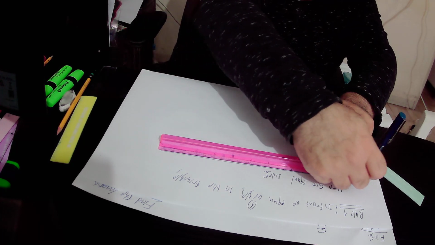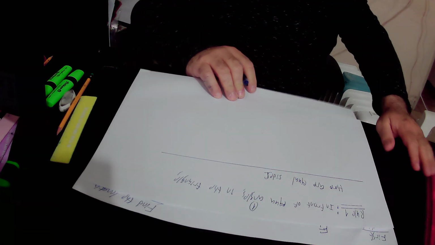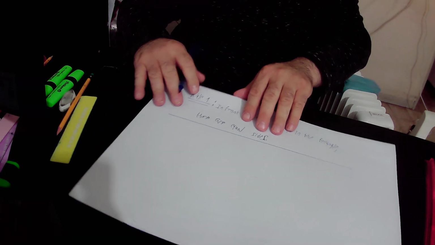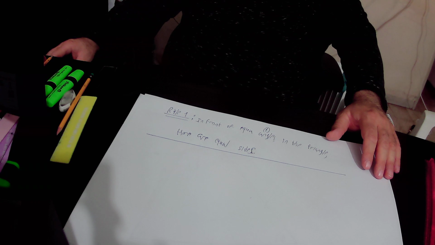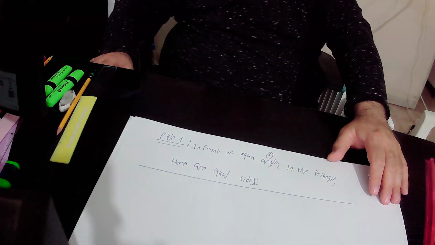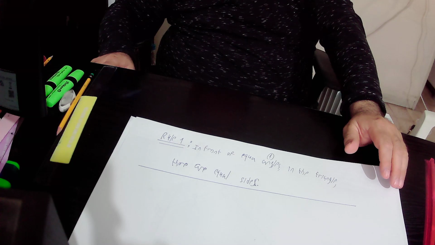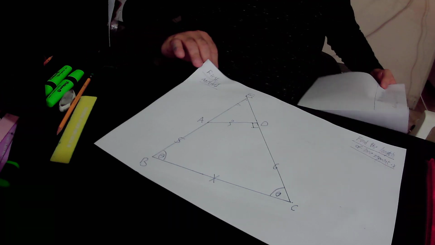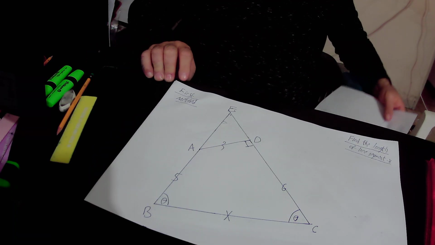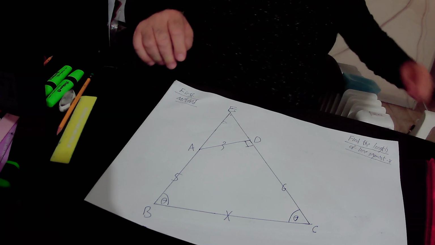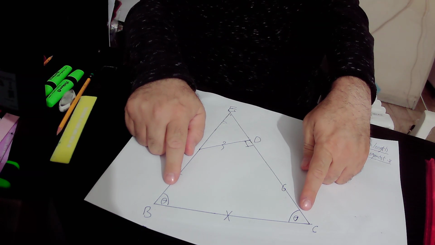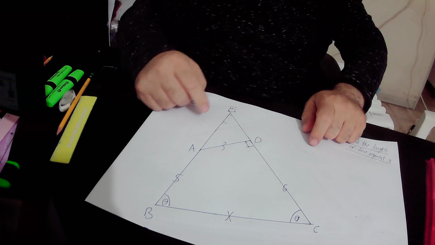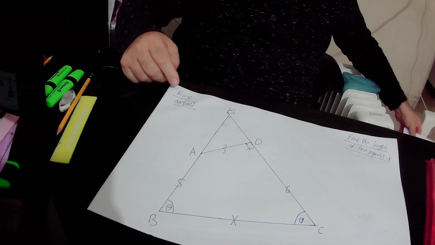So I'll read rule number 1 again. According to rule number 1, in front of equal angles in the triangle there are equal sides. So here in triangle EBC, those two angles are equal to each other, they are both equal to theta, therefore side EC equals side EB according to rule number 1. We'll write it down.